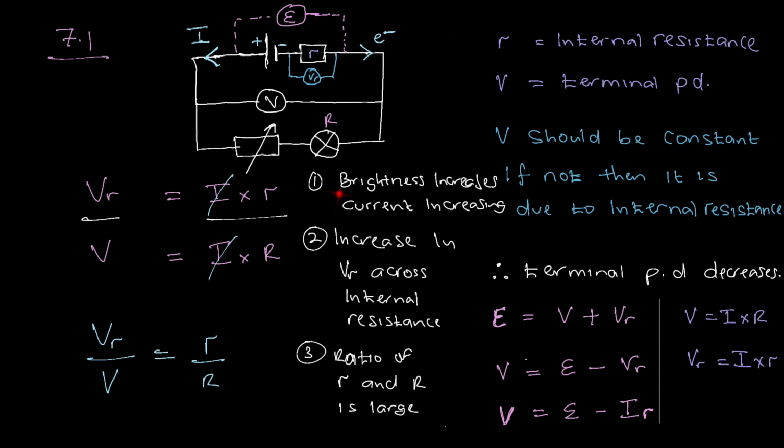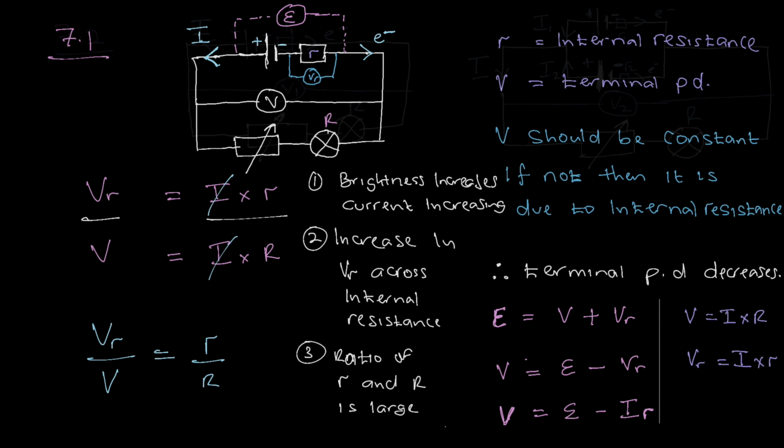So we can say the brightness increases due to current increasing. Number 2, increase in voltage across internal resistance due to internal resistance increasing. That will cause the decrease in the voltage of the terminal PD. And number 3, the ratio of r and big R is large.